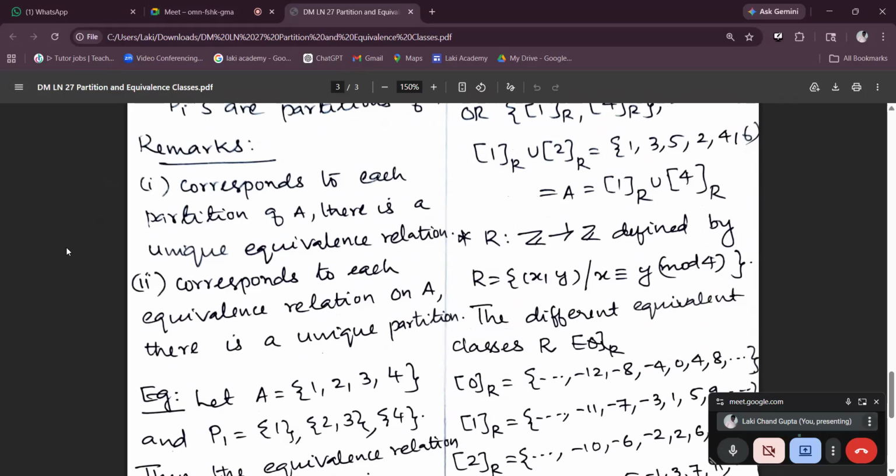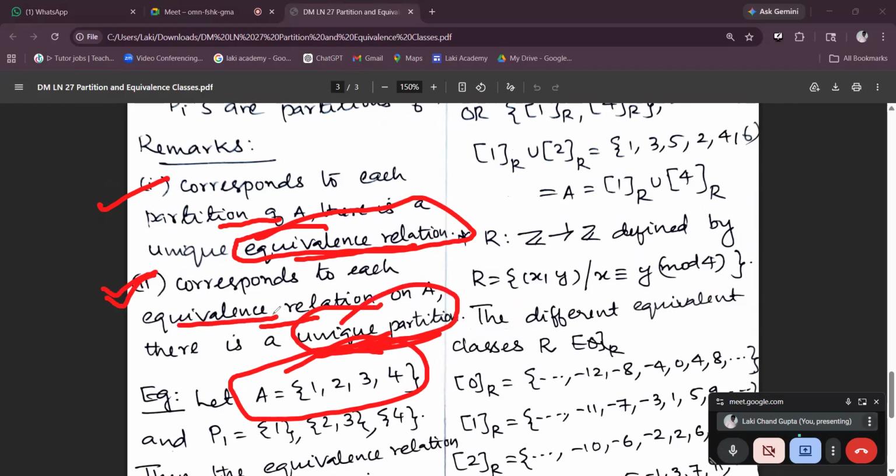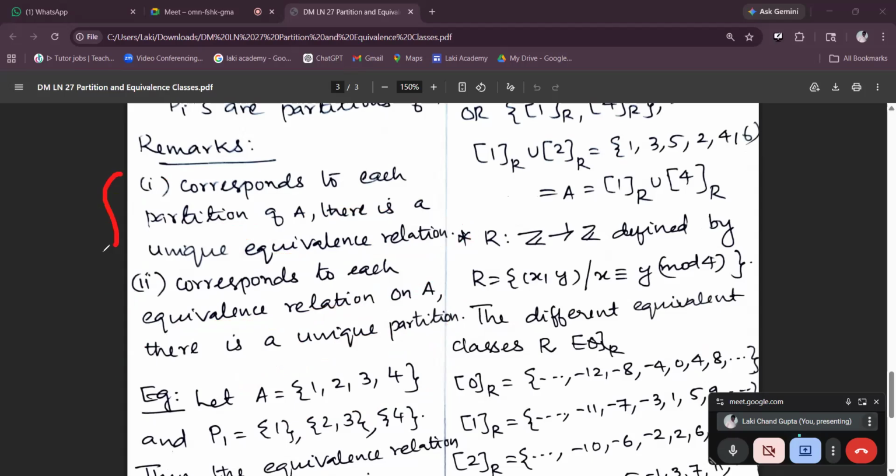Every partition of A has an equivalence relation. This is very important. It means that you divided this set into two or three parts, and all parts are equivalence relations. Corresponding to each, there is a unique partition. In reverse, if there is a unique partition, then there is an equivalence relation. This is very important. You can note this. I will tell you what this is.